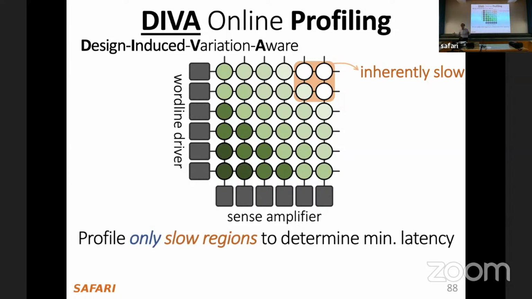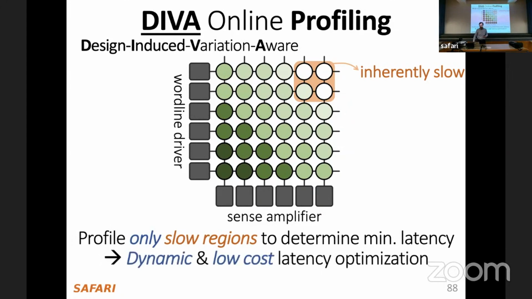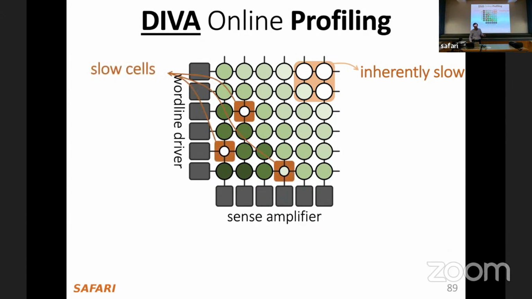Now that sounds great, right? If this was a full story. Unfortunately, well, this is good because you don't profile every single thing in your DRAM chip. You just focus on the inherently slow regions that you know are inherently slow. But unfortunately, it's not the full story because part of the latency variation is what we have discussed earlier, right? Which is there are some slow cells because of process variation.